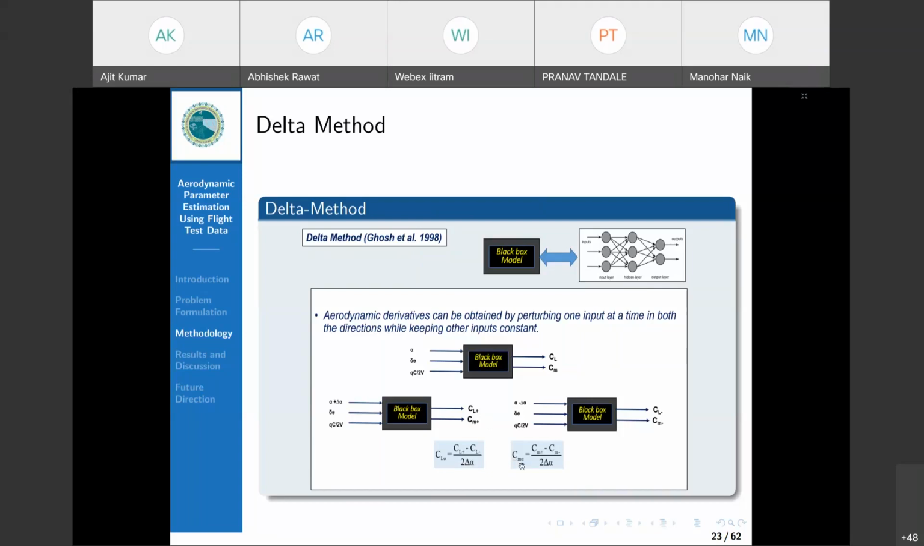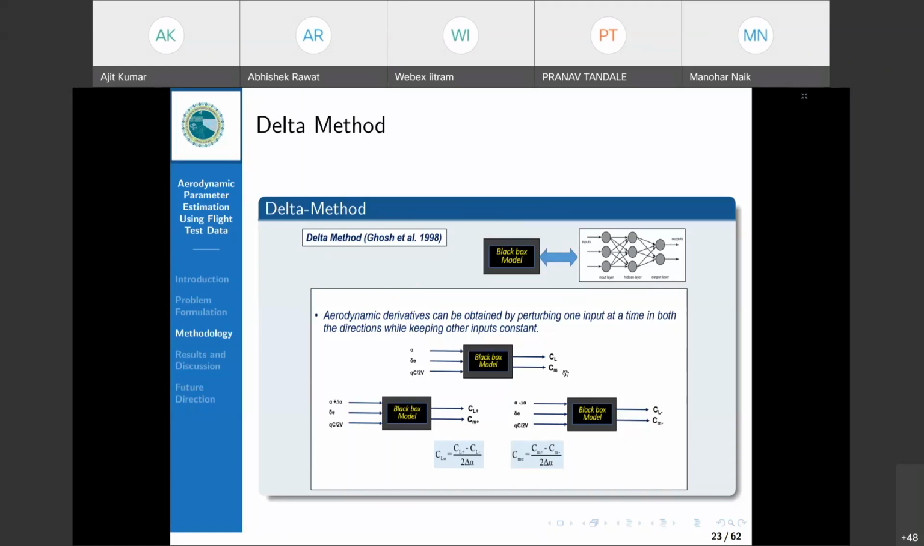Similarly, if you want to find CM alpha, we will do the same exercise: note down CM plus and CM minus, take the difference, and divide by twice the change in alpha, which is delta alpha. If I want to find CL delta E, we perturb the elevator in the positive direction, keeping alpha and pitch rate constant, and also in the negative direction, keeping alpha and QC by 2B constant. Like that we will get CL delta E and CM delta E. Suppose you want to find CMQ and CLQ; similarly, we will repeat the exercise for these parameters. So this was the whole understanding of getting these aerodynamic parameters using the delta method, and we will see the result.